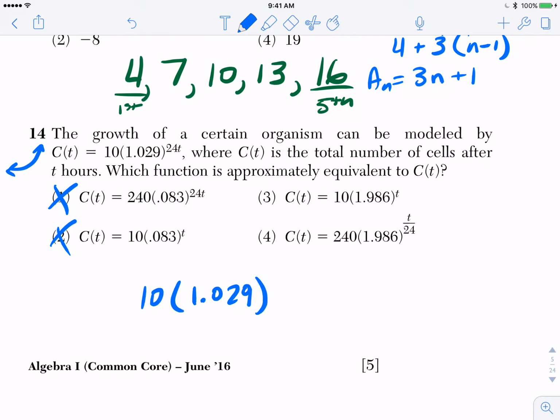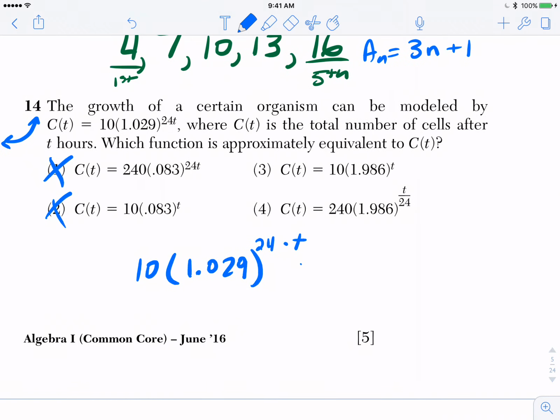If we treat that 24t separately, if we think of it as 24 times t, and we actually evaluate what 1.09 to the 24th power is, rounding a few decimals here, we get 1.986. So again, I'm evaluating that 24. The t is still left behind, and obviously the 10 is out front. I get 1.986, which we see in choice 3. So that's why 3 is our answer here.